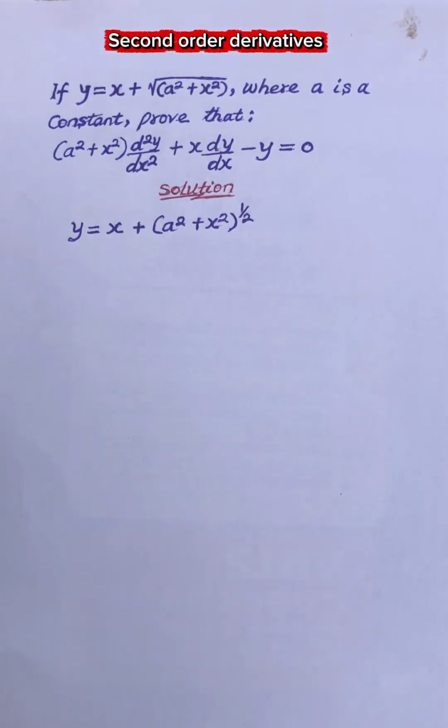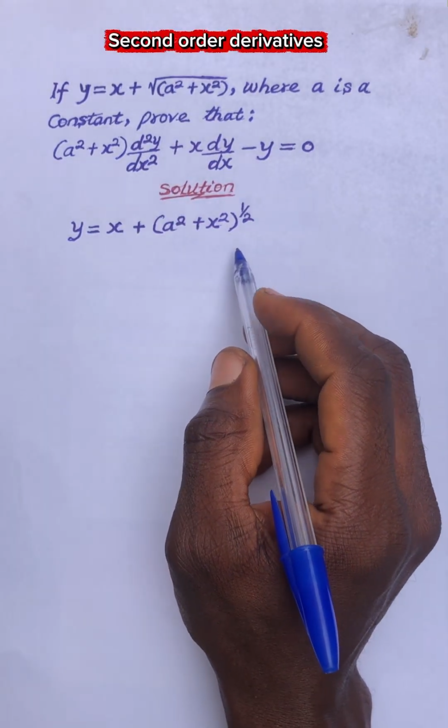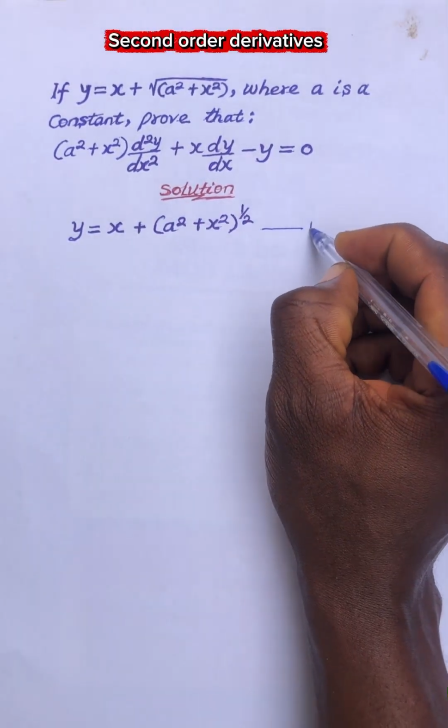If y equals x plus the square root of a squared plus x squared, where a is a constant, prove that (a squared plus x squared) d squared y over dx squared plus x dy/dx minus y equals 0. Now, this is written in this form to make it easier to differentiate. So let this be equation 1.